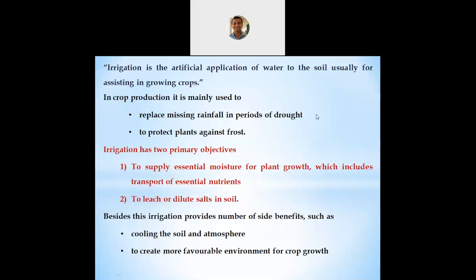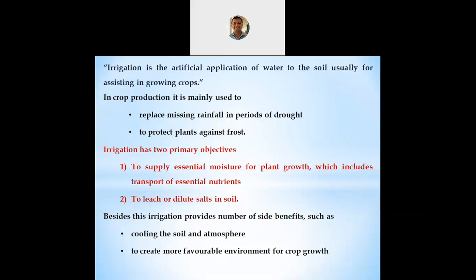So basically we know that irrigation is the artificial application of water to the soil, usually for assisting in growing crops. Now the water that is supplied to the crop may be either through irrigation or in the form of rainfall.